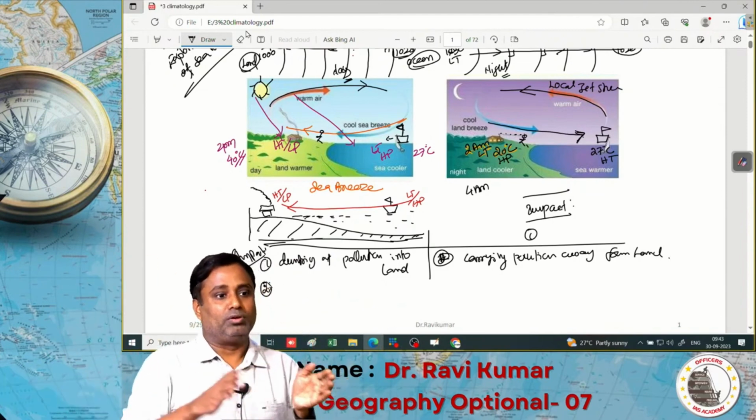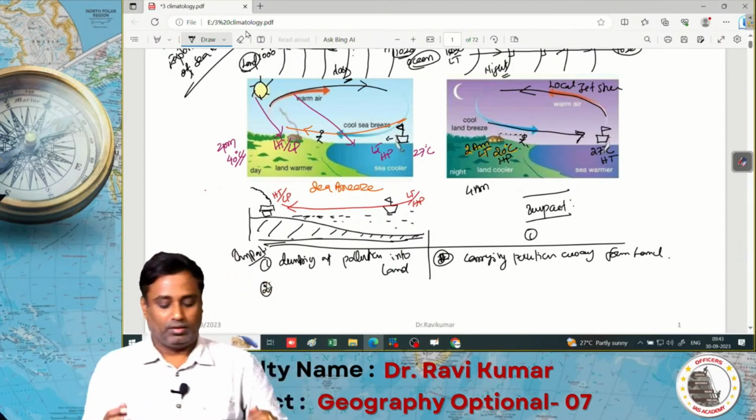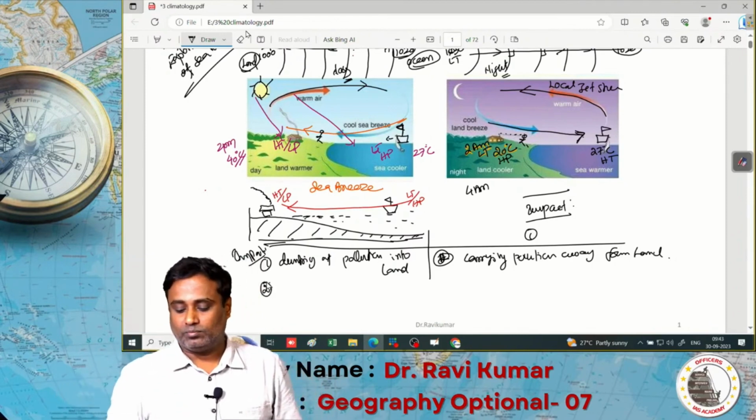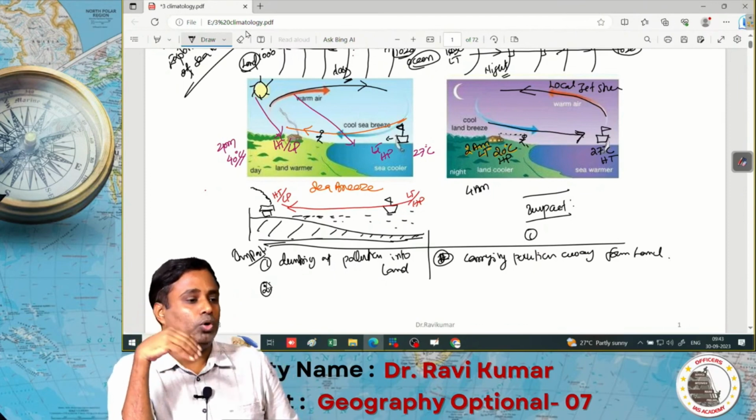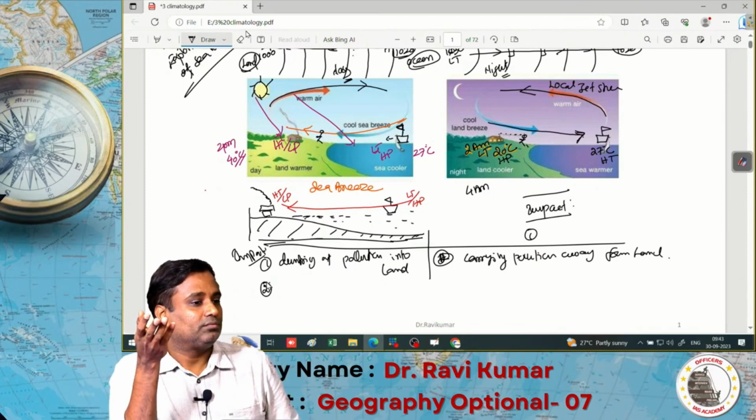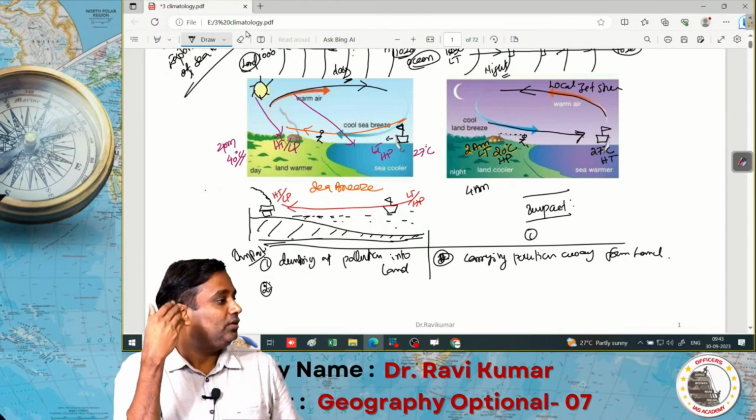In a coastal area, that pollution will be dumped into the city. That is the accumulation of pollution in the city. And second, more important, fishermen: when they take their boat going to the sea, the land breeze will assist them to take the boat into the sea.